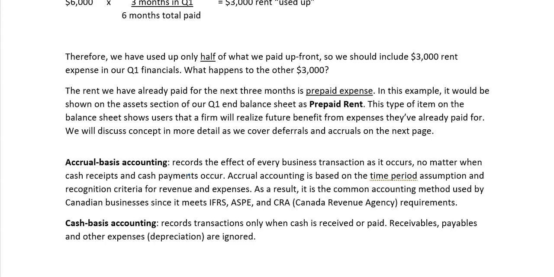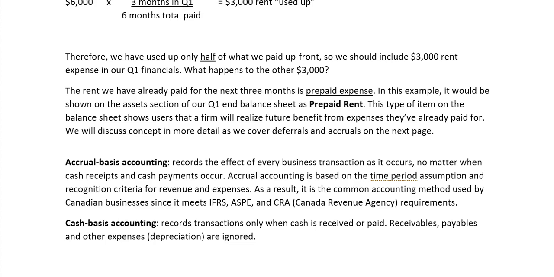So what happens to the other $3,000? The rent we have already paid for the next 3 months is prepaid expense. In this example, it will be shown on the asset section of a Q1 balance sheet as prepaid rent. This type of item on the balance sheet shows users that a firm will realize future benefit from expenses they've already paid for. We will discuss this concept in more detail as we cover deferrals and accruals on the next page.